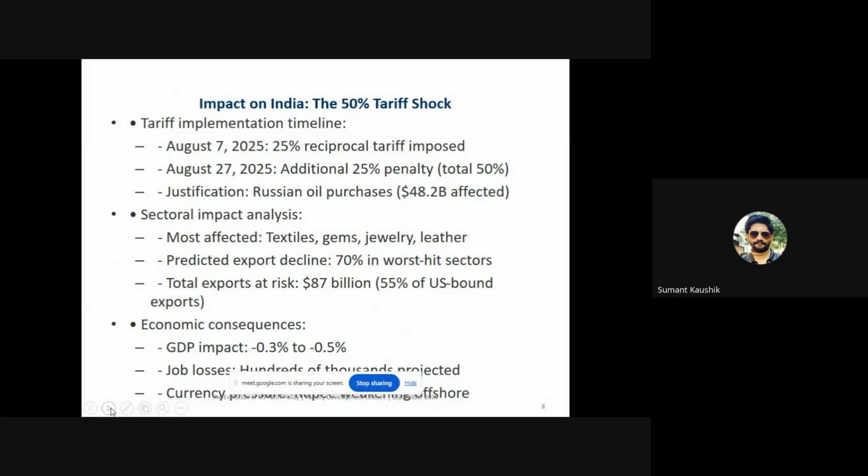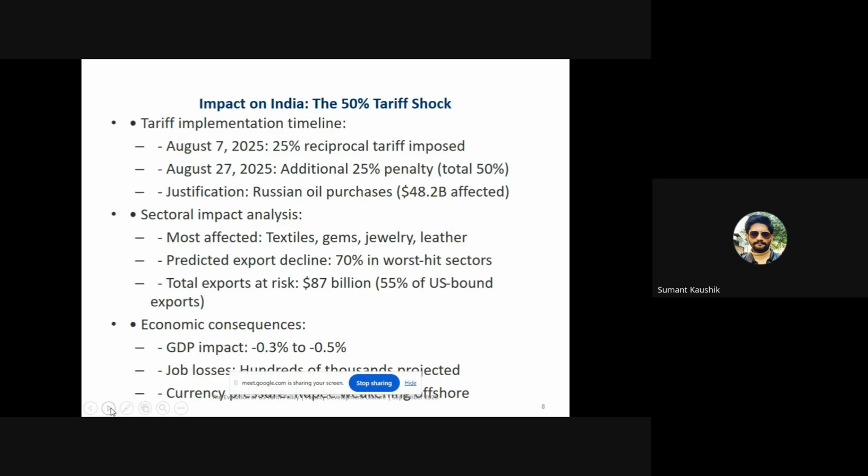So there was a 25% reciprocal tariff imposed on 7th August 2025. Let's go to the timeline. When the 25% tariff was imposed, it was a precondition that India should stop importing Russian oil as part of a geopolitical move. But India didn't go for that.